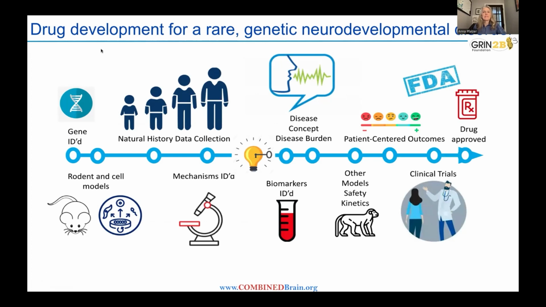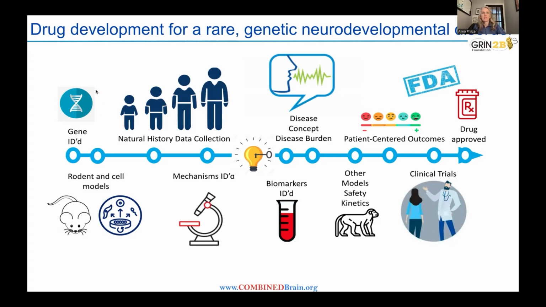Okay, so this is a schematic which the founder, Dr. Bichel, put together, but I use it almost every time I speak about biomarkers or outcome measures, because it really nicely captures the overall drug development process for a lot of disorders, but in this case, we'll use it to talk about drug development for a rare neurological or neurodevelopmental disorder like GRIN2B related disorder.